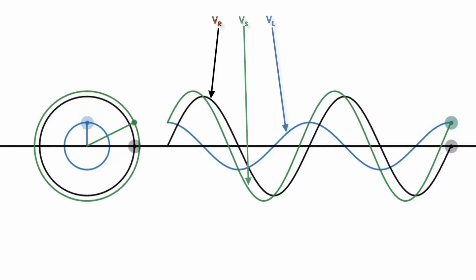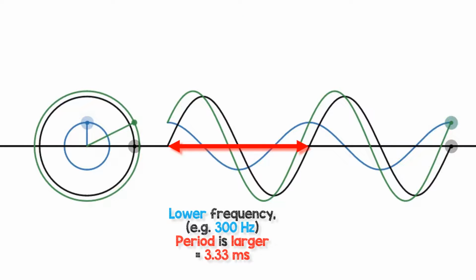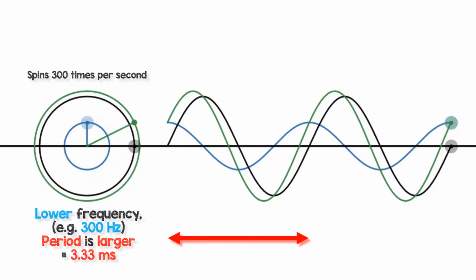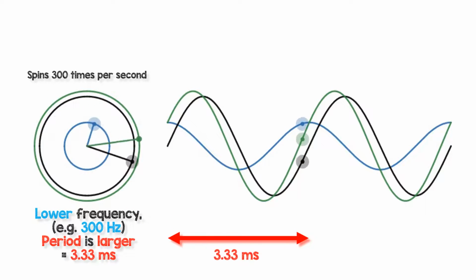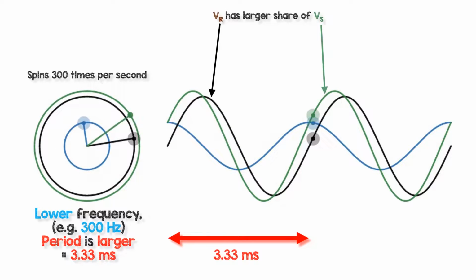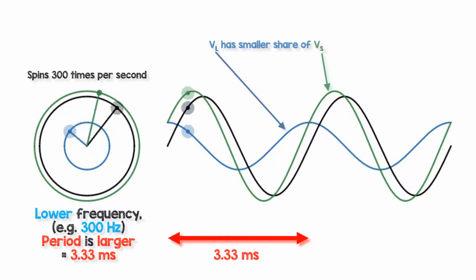This animation shows the rotating phasor and the voltage waveforms as time passes. The frequency is 300 Hz, which is my lower frequency, so the phasor would spin 300 times per second in real time. At a lower frequency, the resistor has a larger share of the supply voltage Vs. This is due to the lower inductive reactance of the inductor, causing a smaller inductor voltage.